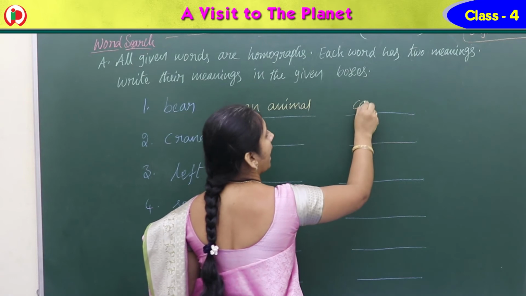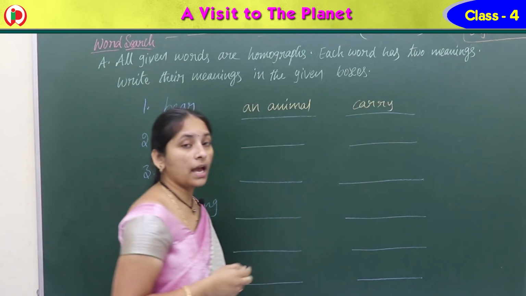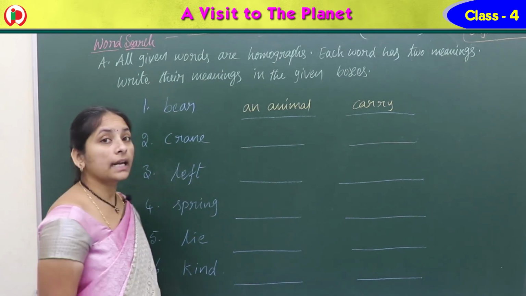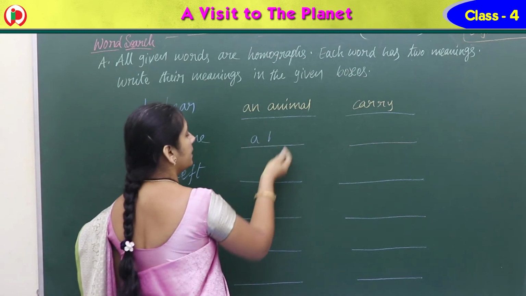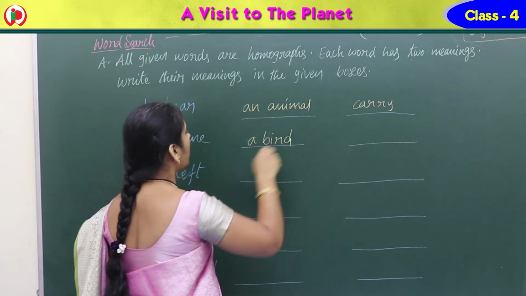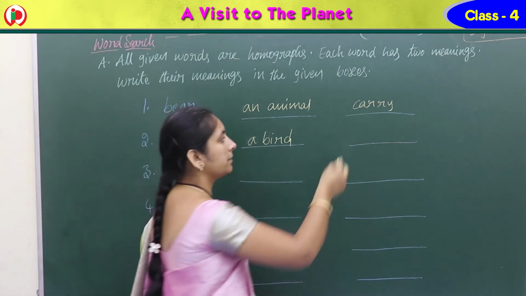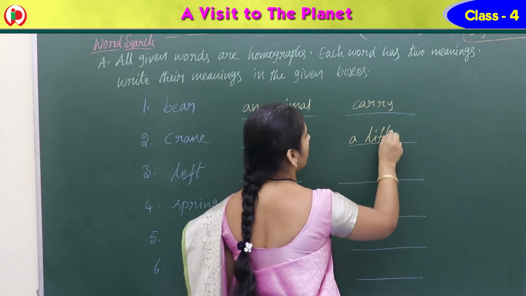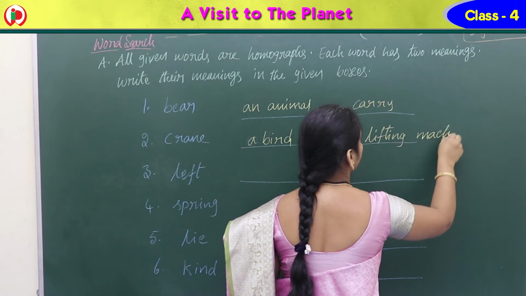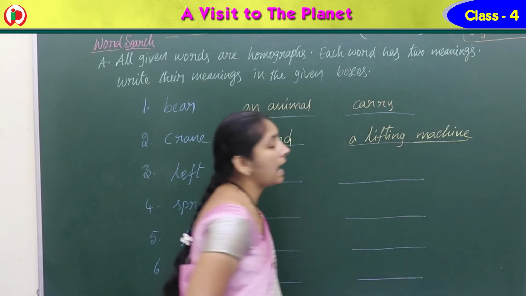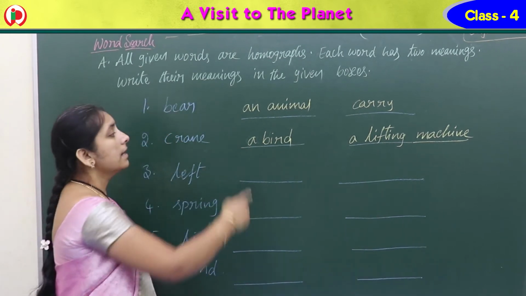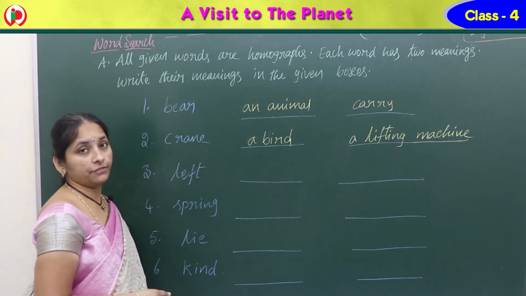Yes, that is carry. Having that one, bear that one. I can't bear this tension. So carrying that one. We have that one in our body. So crane. Yes, a bird. Crane is a bird. All of you know this one. And one more, what do we have? Crane is a lifting machine. Cranes we use for the buildings and all these. And one more is a bird also we have. Very good.